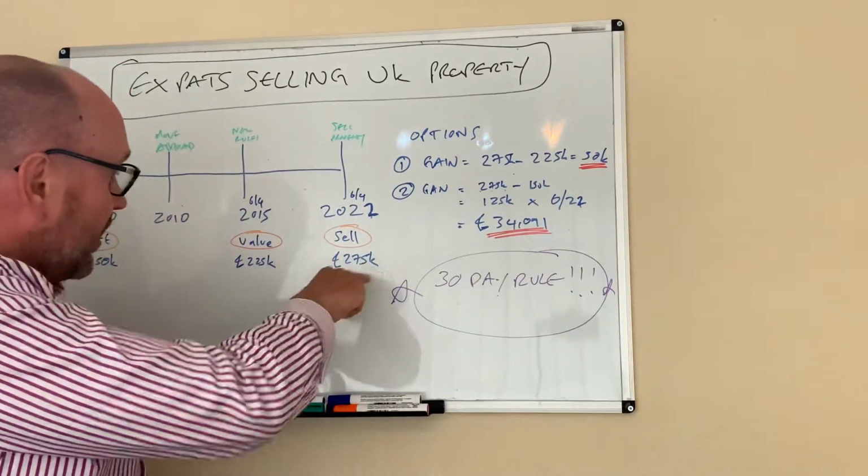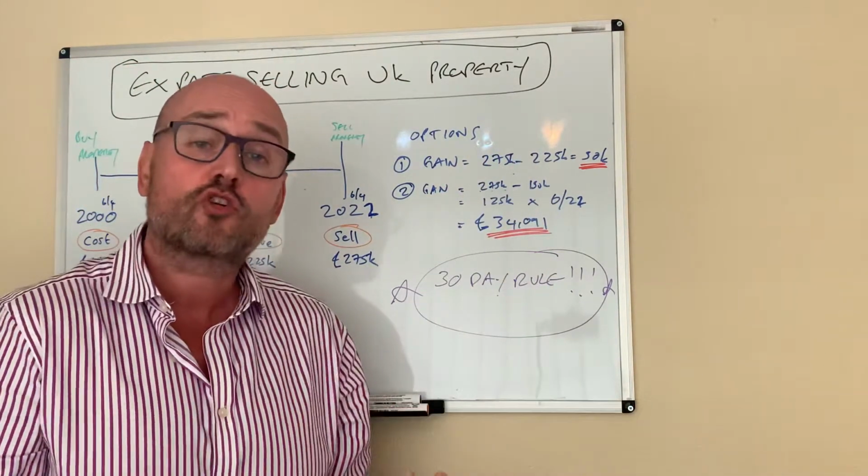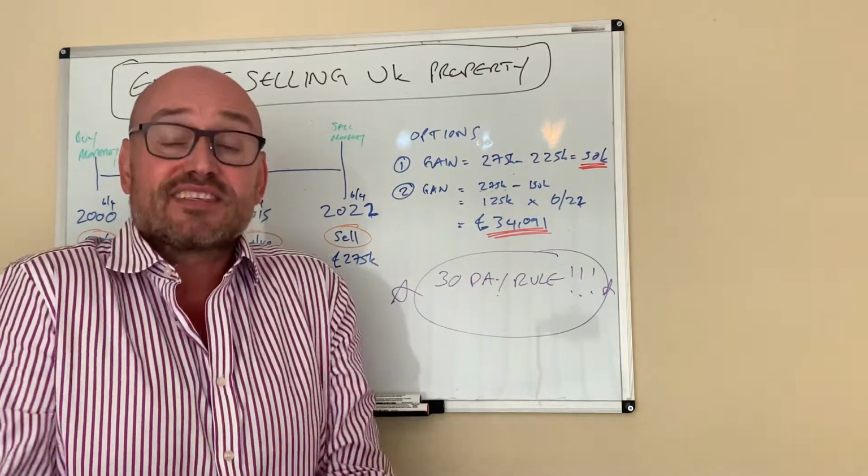And that's just how I randomly chose these figures. It could have been the other way around, that option 1 was better than option 2. So you just have to crunch the numbers in each specific case and see which is the best for you.